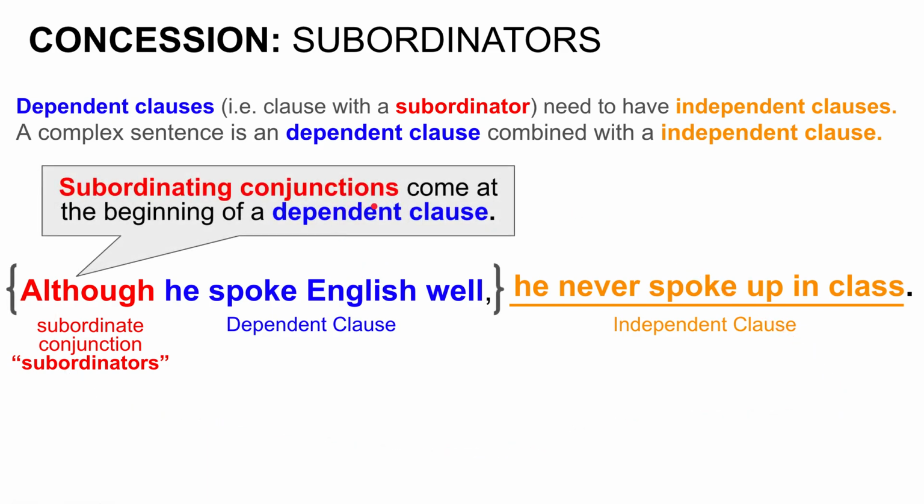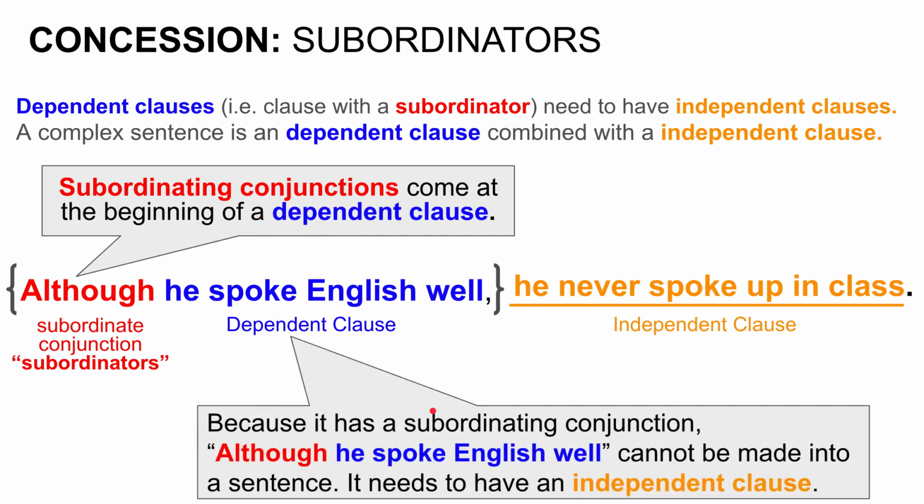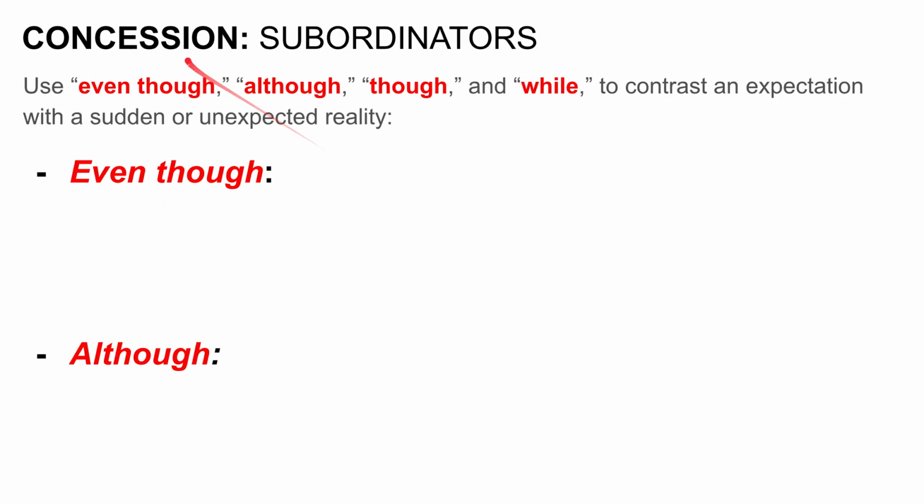Subordinating conjunctions come at the beginning of a dependent clause, and because it has a subordinating conjunction, although he spoke English well is no longer a sentence. It cannot be made into a sentence. It needs an independent clause. Moving forward, let's look at some such subordinators: even though, although, though, and while. We use even though, although, though, and while to contrast an expectation with a sudden or unexpected reality.